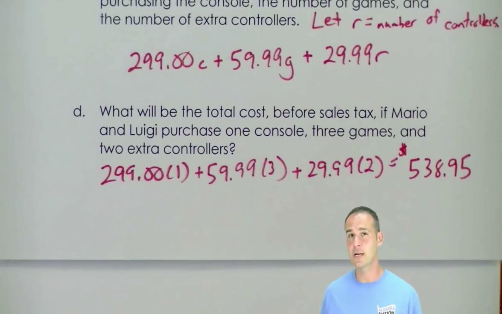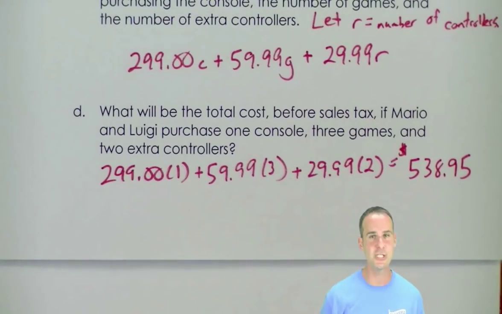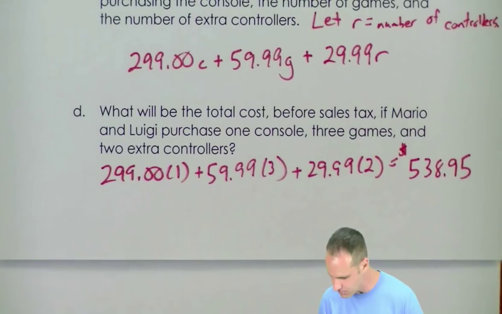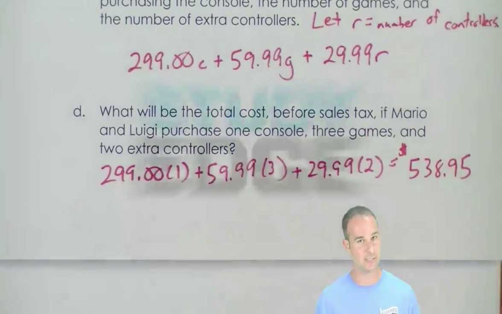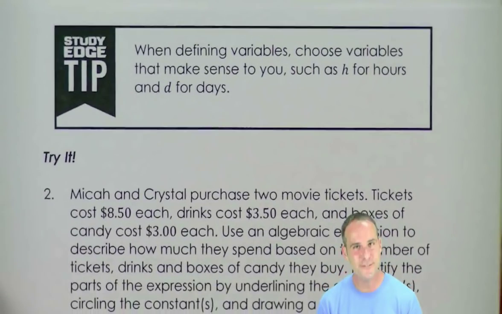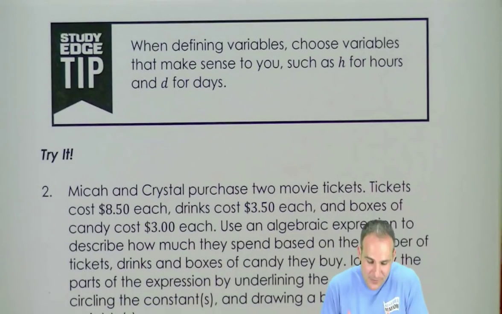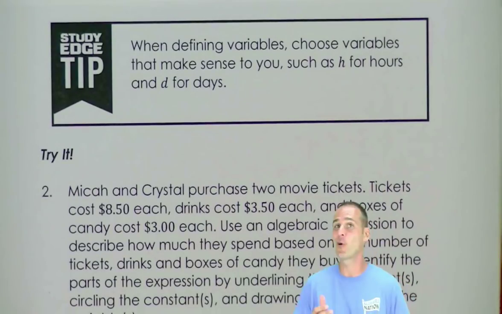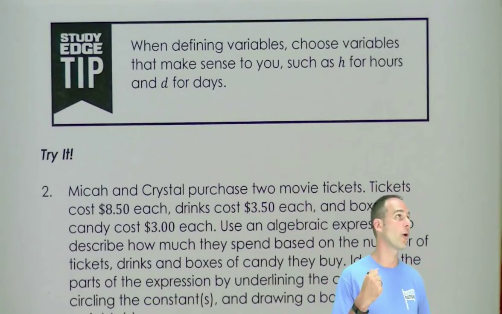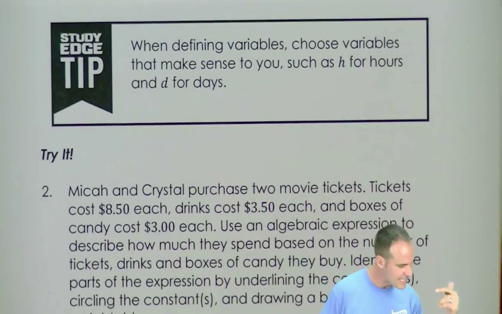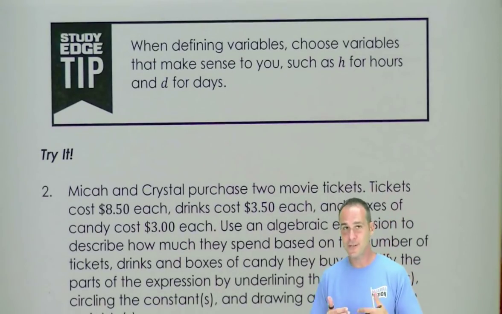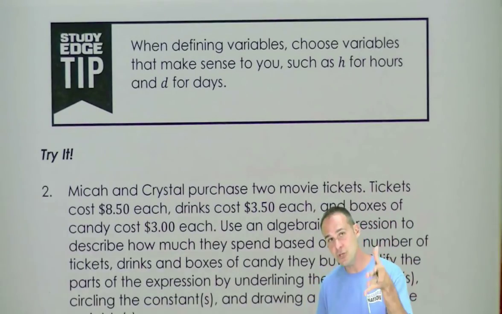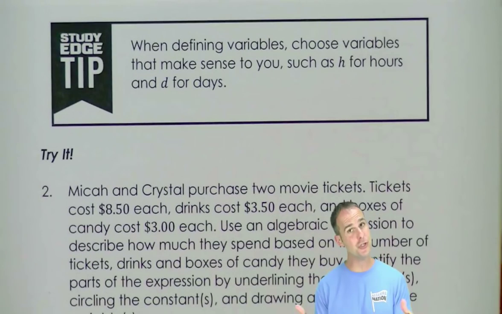Now, like I said earlier, on the last page the variable was given to you. On this page we had to go ahead and define the variables. When defining variables, choose variables that make sense to you, such as H for hours, or D for days, or C for console, G for games. So if they're not defined for you, when you define them, make sure they make sense to you.